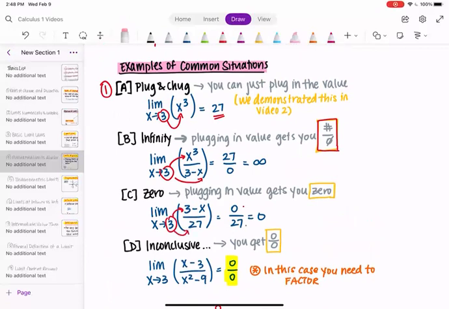So the third case is essentially the opposite of the second case, right? The second case was some number over 0. The third case is 0 over any other number. And that's much more logical, in that you've probably been doing it since you started taking math classes, right? 0 divided by any number will be 0.